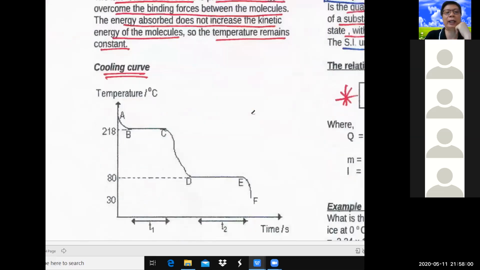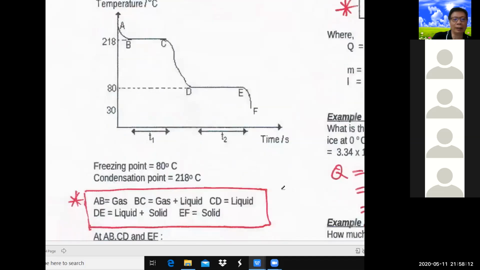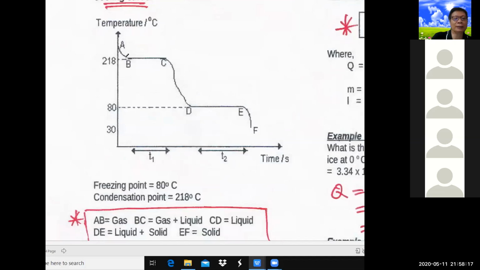Okay, another one is the cooling curve. Cooling, cool down. Here, cool down to 180. And then here is gas. Look at here. AB is gas, very hot. It's in the form of gas. Then BC here starts to become liquid, condensation. So half is gas, another half is liquid. Gas plus liquid. So here condensation happens now. Not solidification yet, condensation.